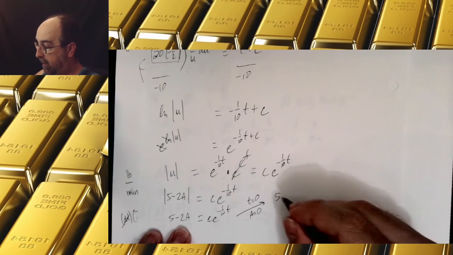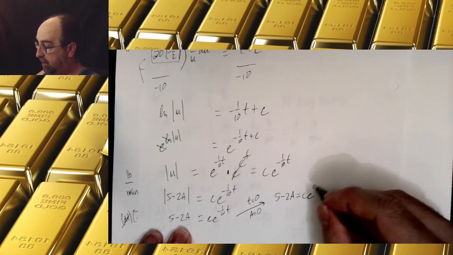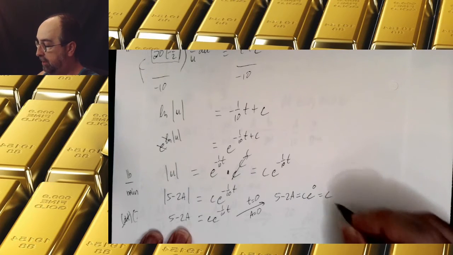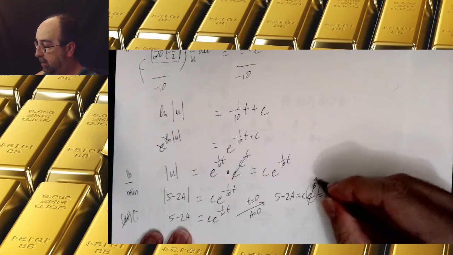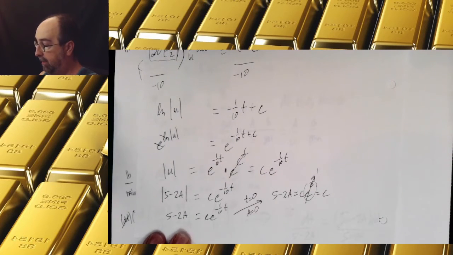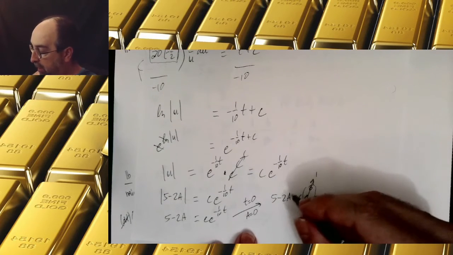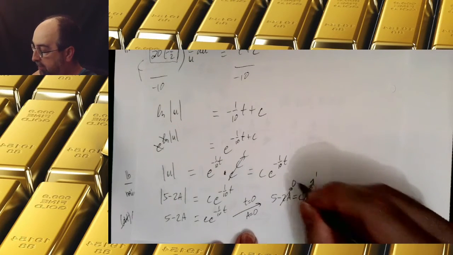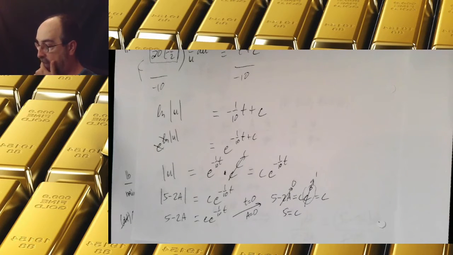So I'll have 5 minus 2a is equal to c times e to the 0 power, which is actually just c, because e to the 0 power is 1. And then that would allow me, oops, I forgot to plug in for a. 2 times a would be 2 times 0, and you'd get 0. So now we know that 5 is equal to c. Okay.